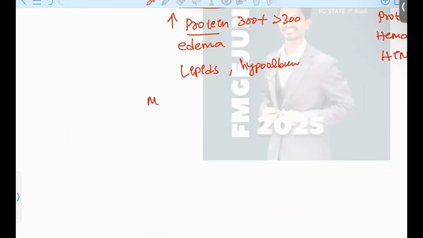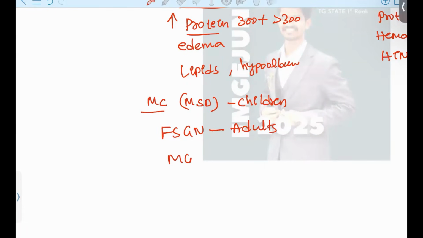When I say nephrotic, the most common cause is the minimal change disease seen in the children patients. And FSGS, focal segmental glomerulosclerosis, seen in the adult patients. And the MGN, membranous glomerulonephritis, seen in the old age. These are the most common causes in the adults and the old age people.